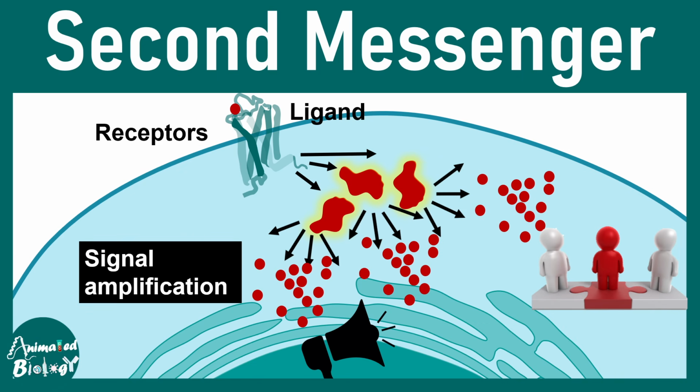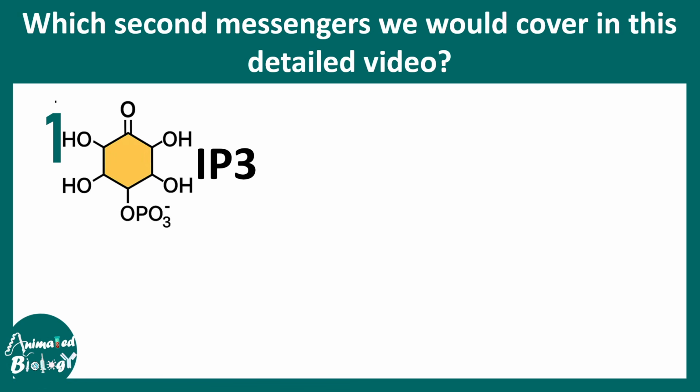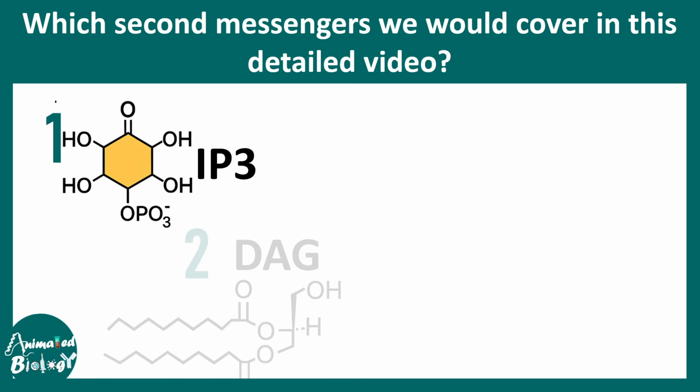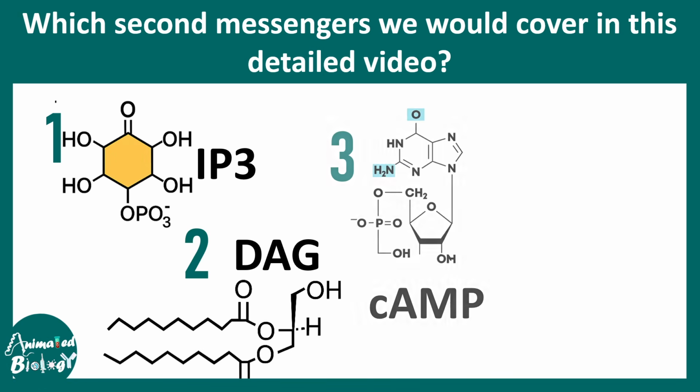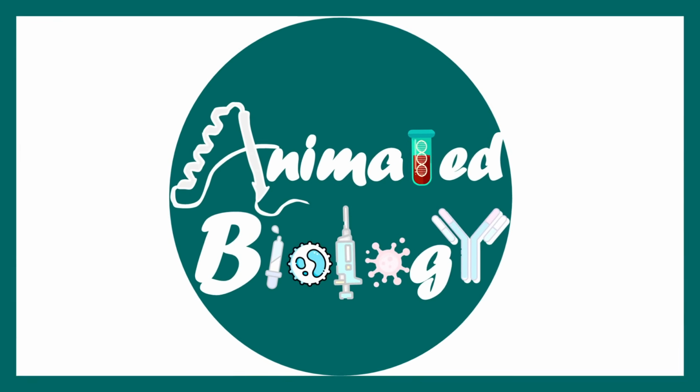In this video, we would try to understand how second messengers can work like a middleman and facilitate the transduction of the cellular signal. So which second messengers are we going to look at? First, we are going to look at IP3, DAG, cyclic AMP, cyclic GMP, and in between we are also going to look at calcium. So let's begin.